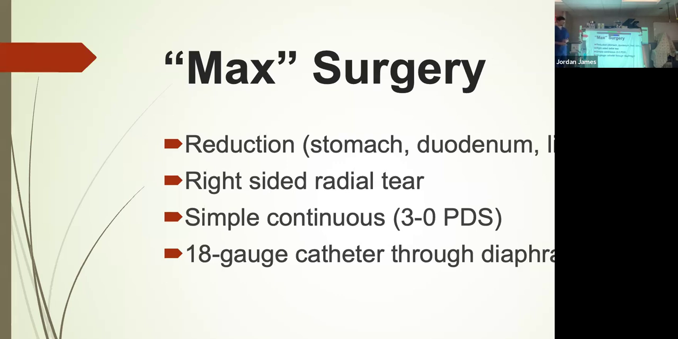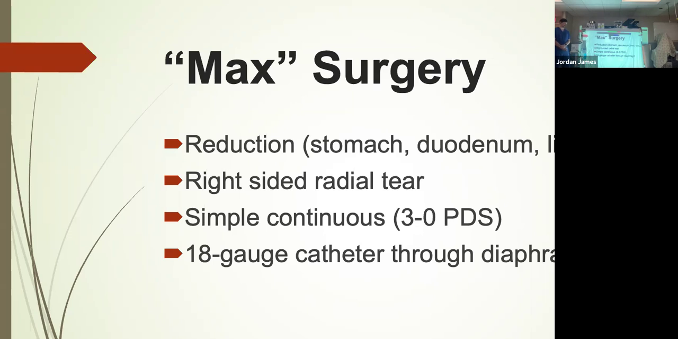We had to reduce the stomach, duodenum, and the transverse colon, which on the CT scan wasn't seen. So it just goes to show you the dynamic nature of different organs that can move in and out of that hernia while they're being positioned for surgery and everything else. It was actually a right-sided tear, so it was flipped around on that CT image. I apologize. And we just used a nice 3/0 PDS simple continuous suture line.